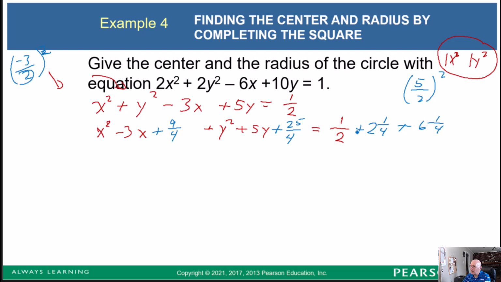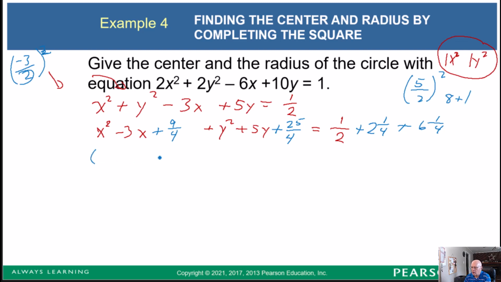And let's see, what do I have here? Well, fortunately, I've got 1/2. The 2 and the 6, that gives me 8. I've got a half plus 1/4 plus 1/4, that's 1. I'm in good shape. It looked as though it was going to be pretty nasty, but it's pretty good.